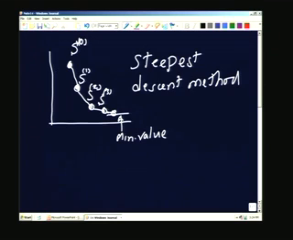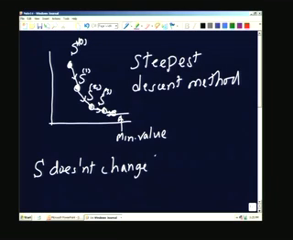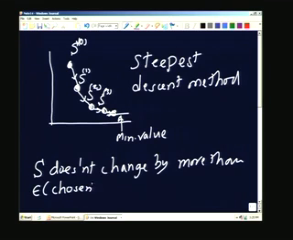I have indicated only for one parameter. This can be done for any number of parameters, and what you are doing is, you are moving towards like this. You are taking small steps each time and moving towards smaller and smaller values of S, and of course, you stop somewhere when it does not make sense to do any more. For example, if S does not change by more than some epsilon chosen by us, then stop.